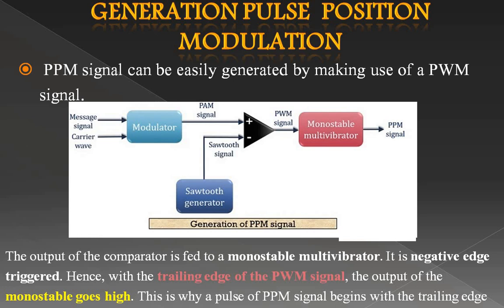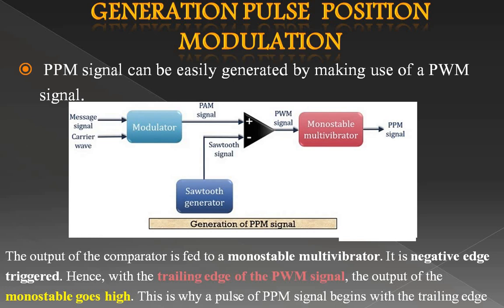Now we'll see the generation of pulse position modulation. As I've already said, we need a pulse width modulated generator first. For reference we need the pulse width modulation signal. So first we have to generate a pulse width modulated wave. In the generator used for pulse width modulation, you remember we use a comparator, a modulating signal, a sawtooth generator, and that is given to a monostable multivibrator. Why are we using a monostable multivibrator? Because it is negative edge triggered. Yes, I hope you remember.